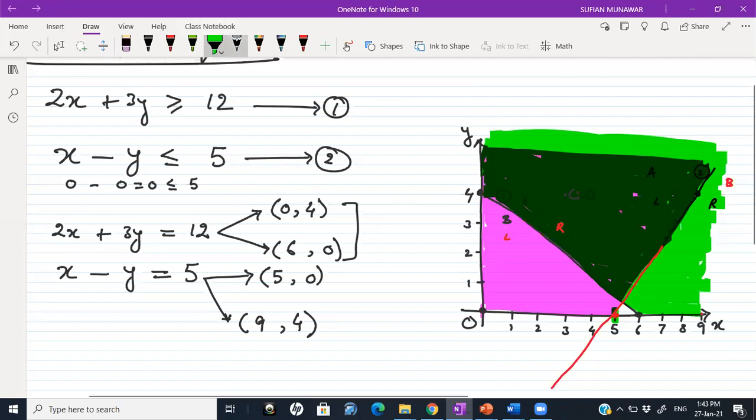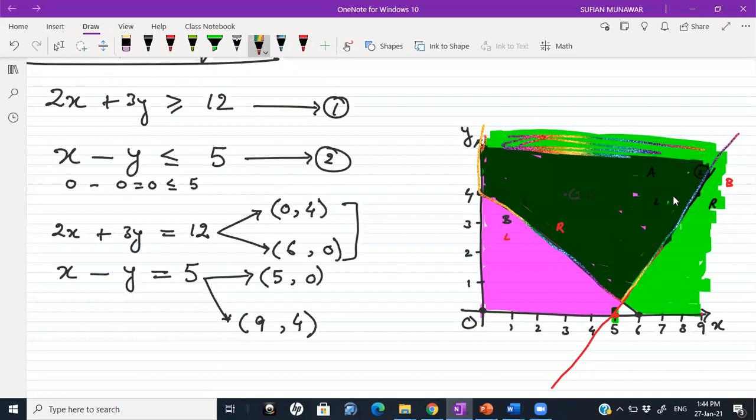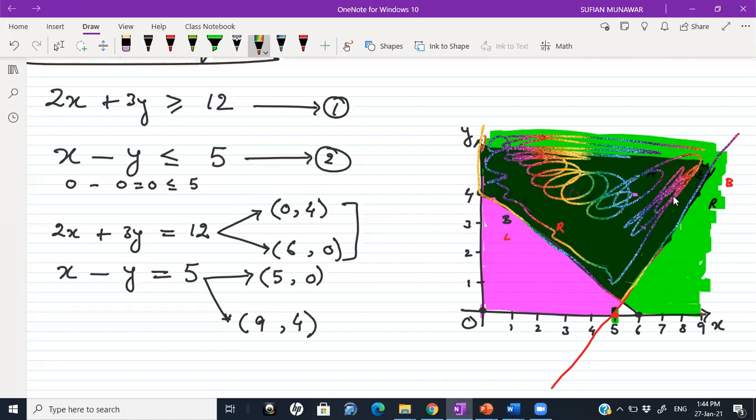So from here we can say that the solution of both of the inequalities will be this area. All this area that is common between the first and the second inequality will be the solution. So this whole area is the solution of these two inequalities.